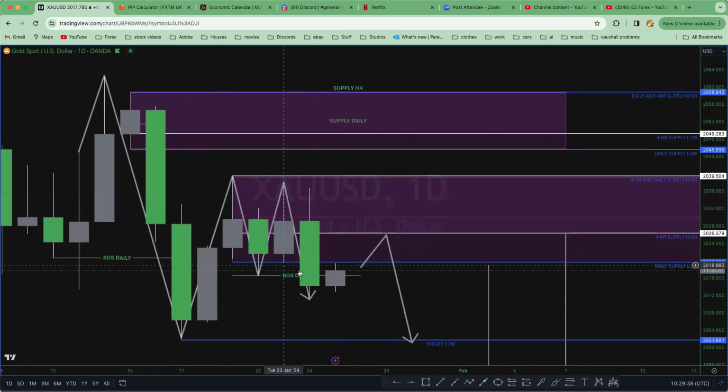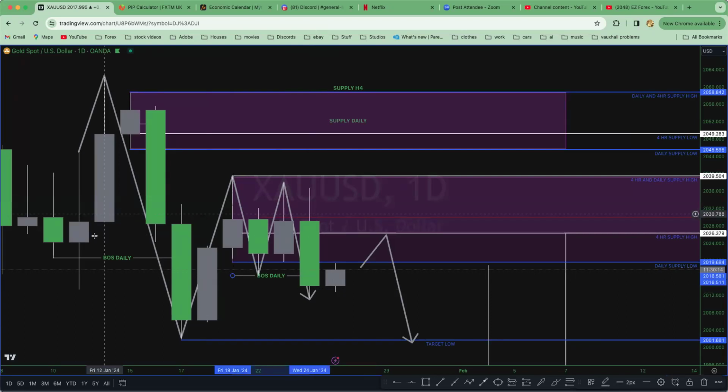But we can see the setup here. We had our daily break of structure right over here when price action broke yesterday with this sell. We were already daily bearish, so I had my sell positions in from here for the continuation of the sell. And lucky enough, I was able to catch this sell.